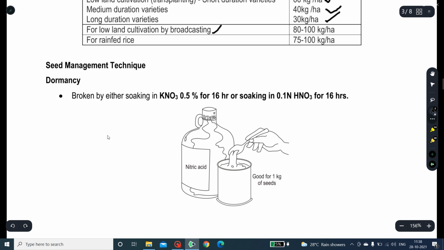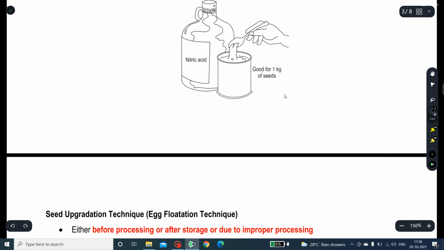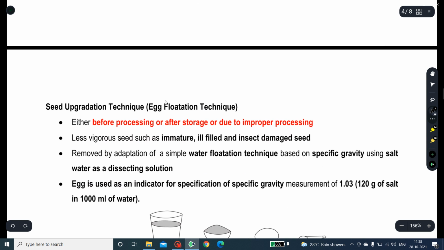And the seed management technique is that the dormancy can be broken by KNO3, which means potassium nitrate at 0.5% for 16 hours soaking, or soaking in 0.1 normality HNO3. This is potassium nitrate and this is nitric acid for 16 hours. This is nitric acid treatment.